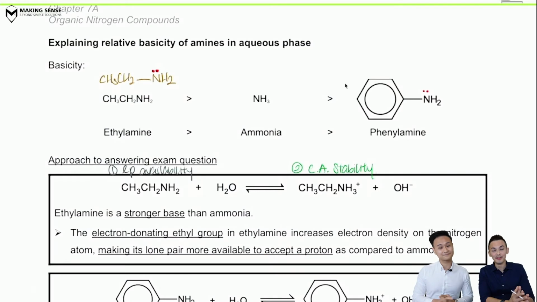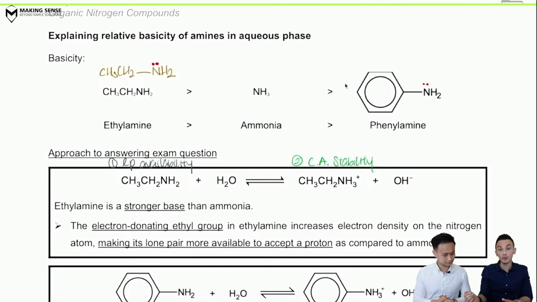All right, for amines. Now, one of the most common questions you'll find in exams is to explain relative basicity, right? There are different ways for us to explain, but the most commonly accepted way is to really focus on the lone pair availability. If you look at your notes, we have the explanations over there. If I were to compare two types of amines, number one, alkyl amine, and number two, phenylamine, you'll notice that they have different basicity, right?